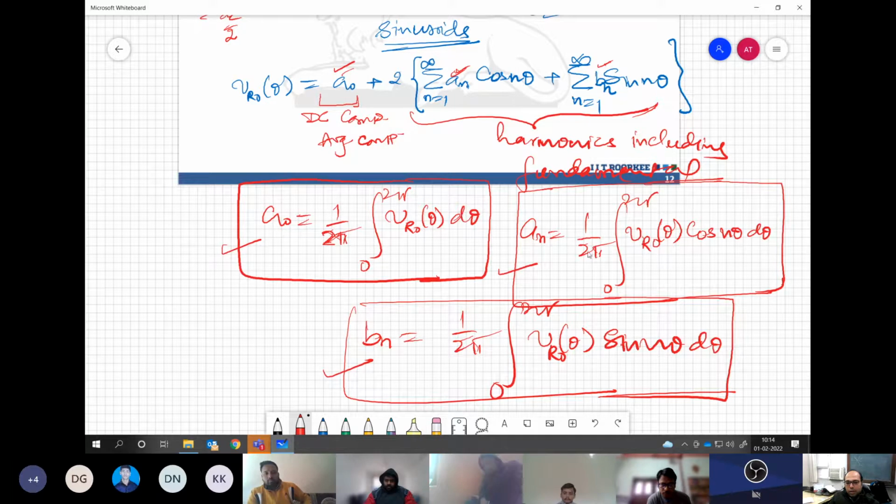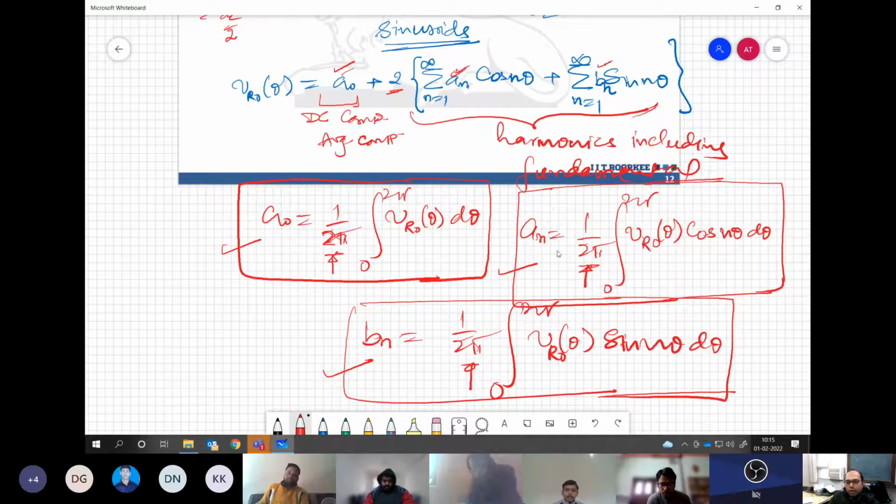Now here, as I said, you might have seen somewhere that this is 1 by pi, then this 2 would not be there. I am keeping this 2 over here because I am keeping this denominator uniform for all the three coefficients. Understand the point? Yes, sir. Okay, so don't get confused.